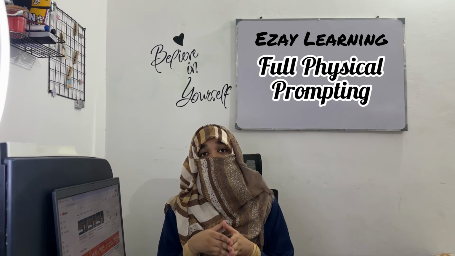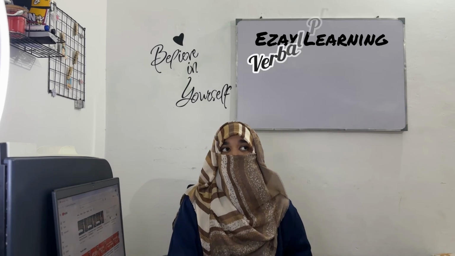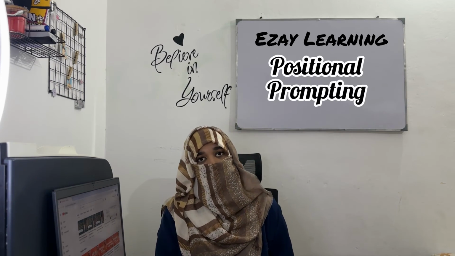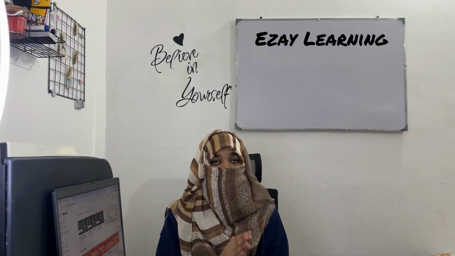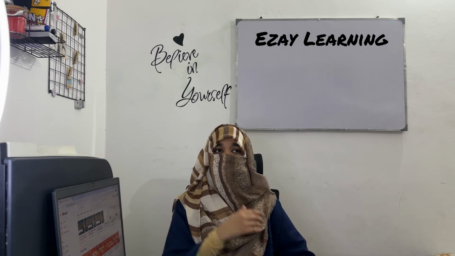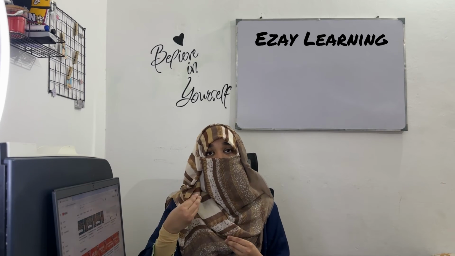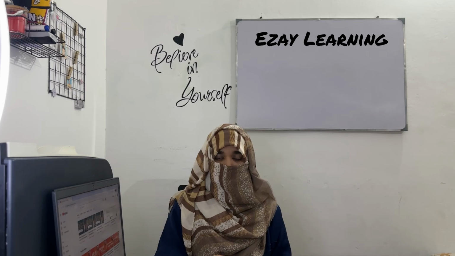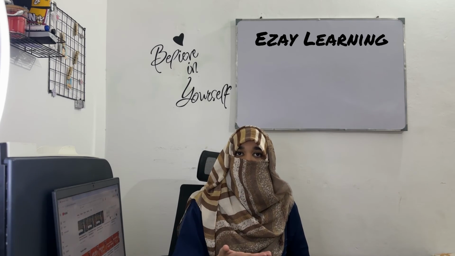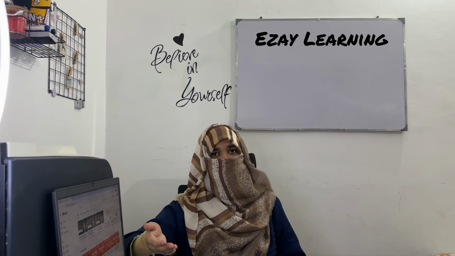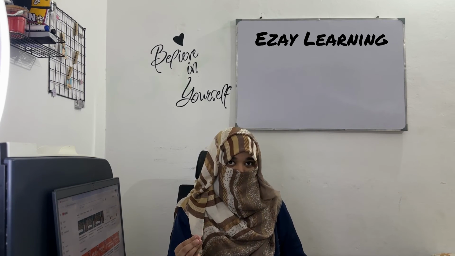So it can be full physical, it can be partial physical, it can be gestural, it can be verbal or positional. For example, you ask the child to touch the card, he did not touch the card, you will hold his hand and move it. So if you are giving full physical prompting and the child is not willingly moving his hand by himself, that would be full physical prompting or physical prompting.